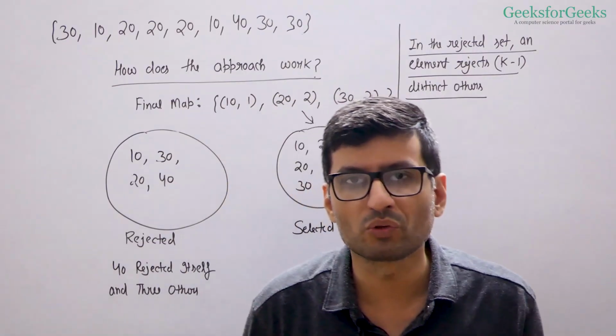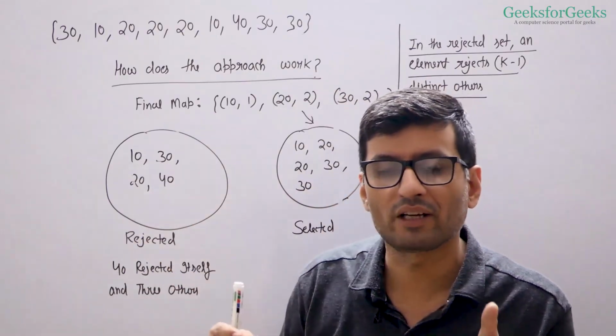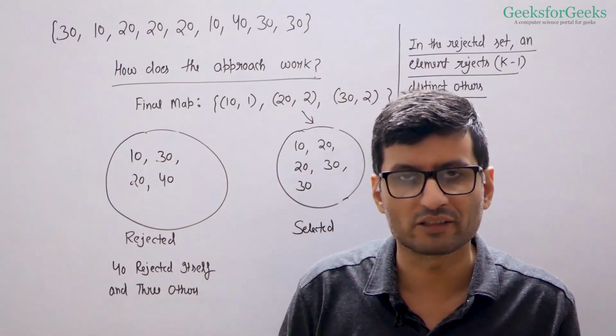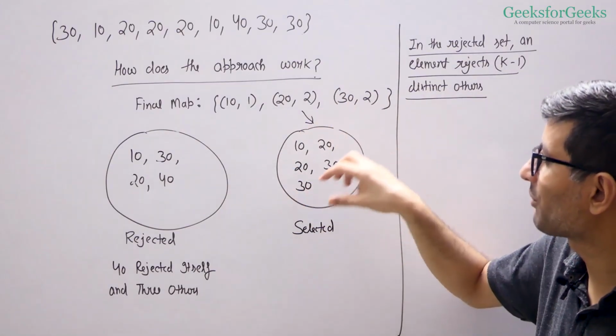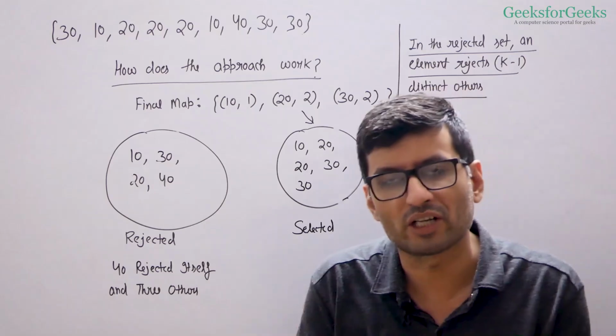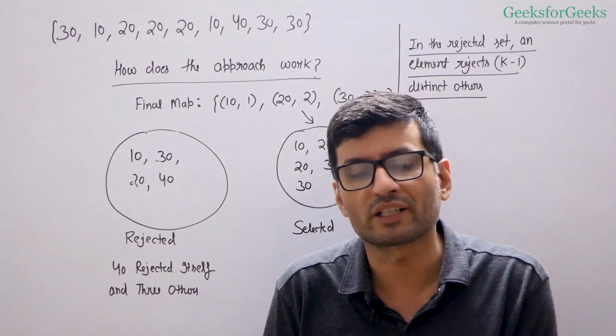So that proves what we are trying to say, that no element in this set can have more than n by k occurrences. That's why we pick only these elements, we process these elements, and we try to figure out whether they actually have more than n by k occurrences or not.